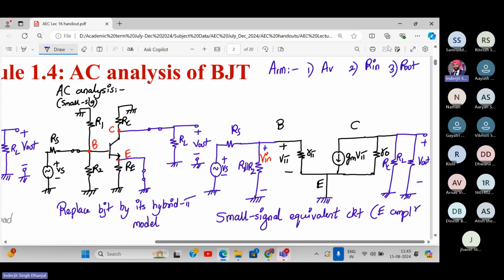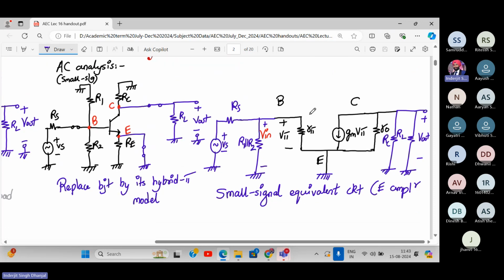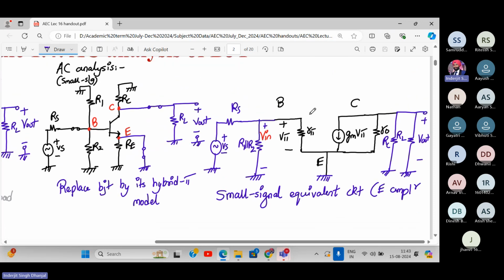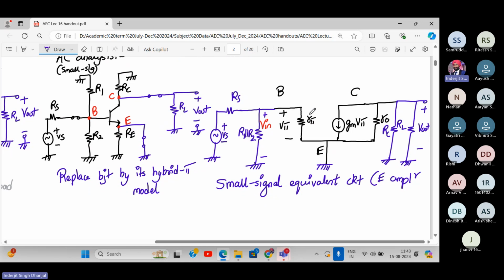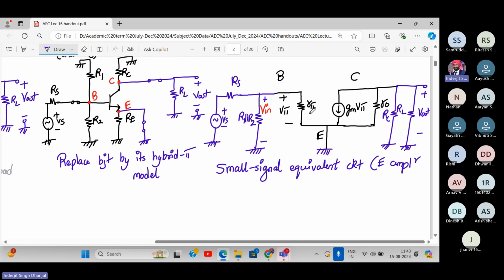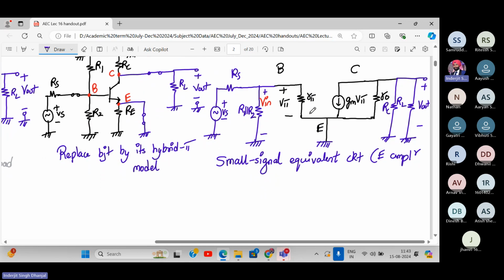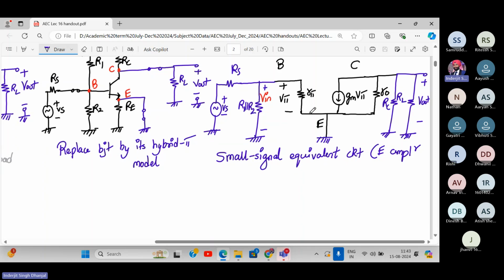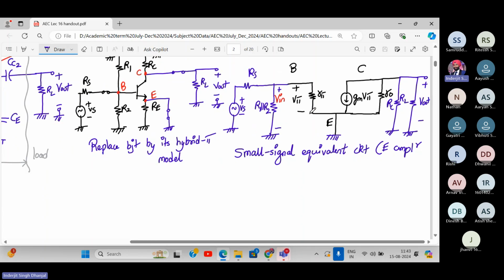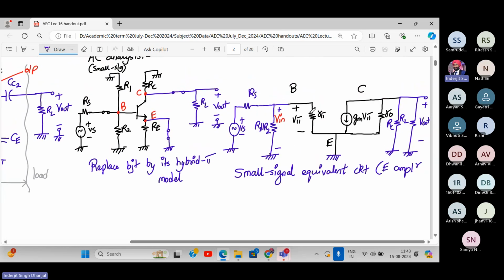I hope you're writing along with me. Anyone facing any problem up till now? Or you're following this? We have done this yesterday only. I'm repeating it because it's important. Everyone clear about it? Yes, sir. Yes. Okay. Now we have to derive AV. So we'll derive AV very, very quickly because we have done that already.